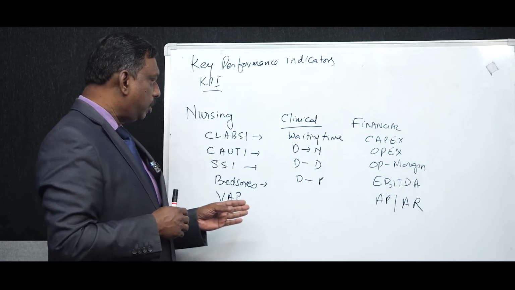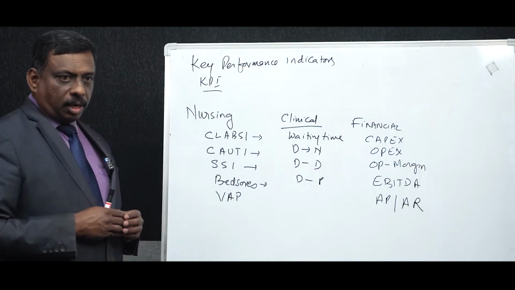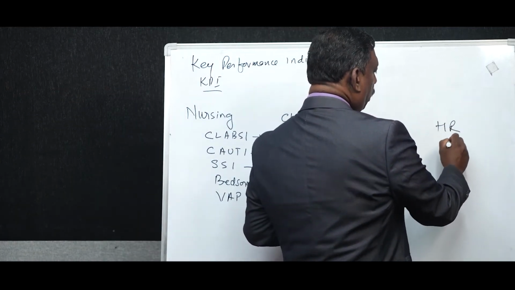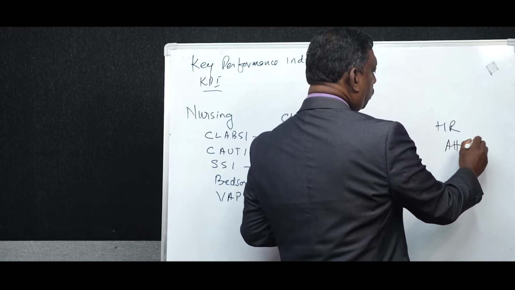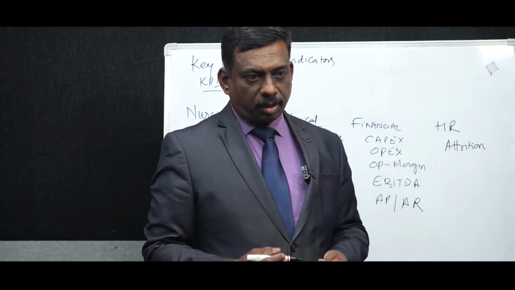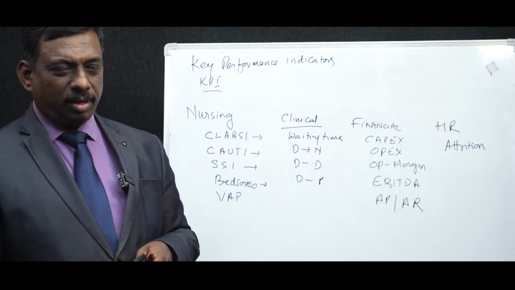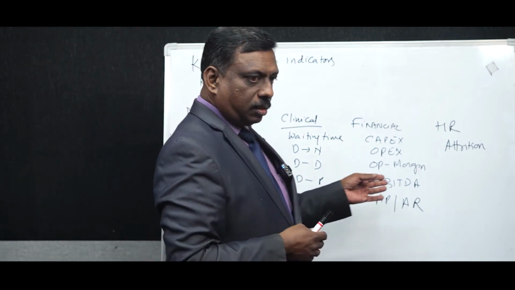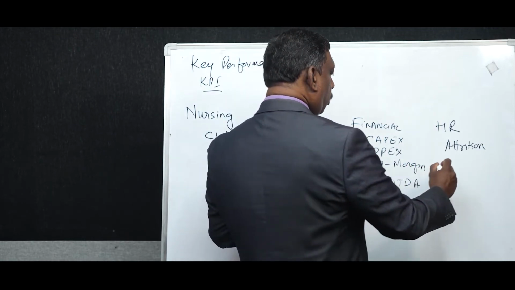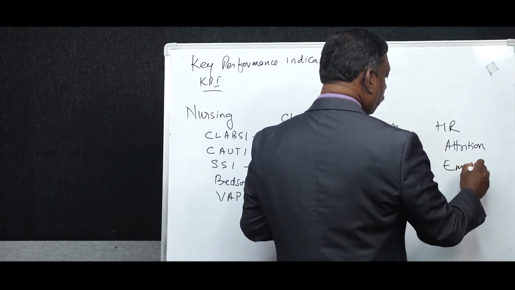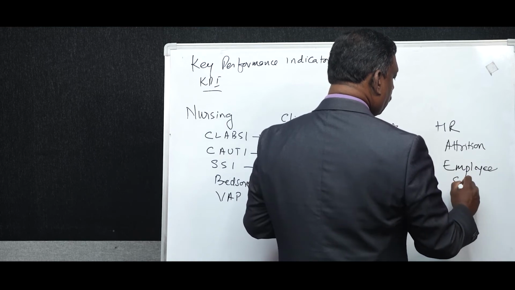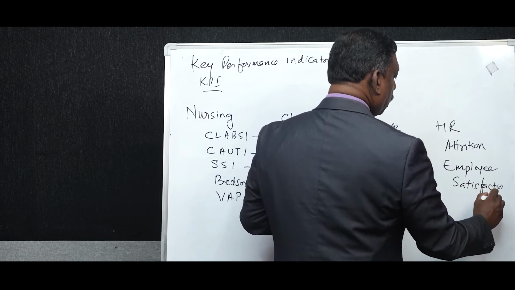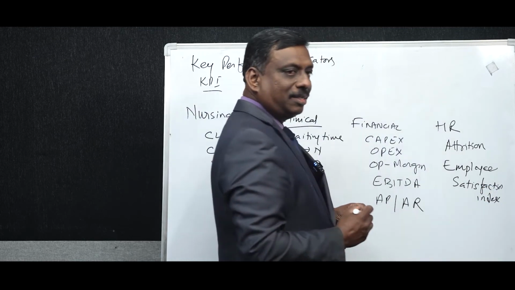These are the clinical KPIs. These are nursing KPIs. Apart from that, you can have an HR KPI, for example, attrition. Attrition means how many people are leaving your hospital, are not happy with their job. They want to go out of the hospital. They go for better opportunities. That is attrition. Then employee satisfaction index. That is also an HR KPI.